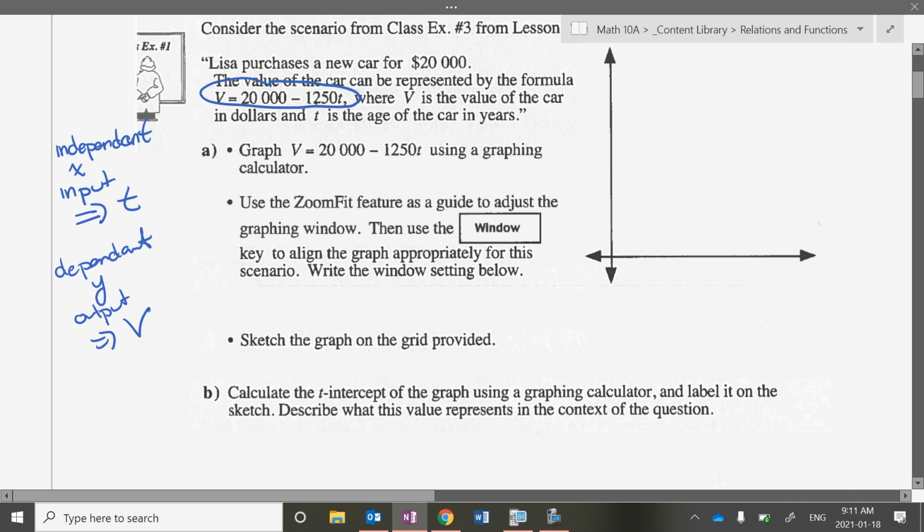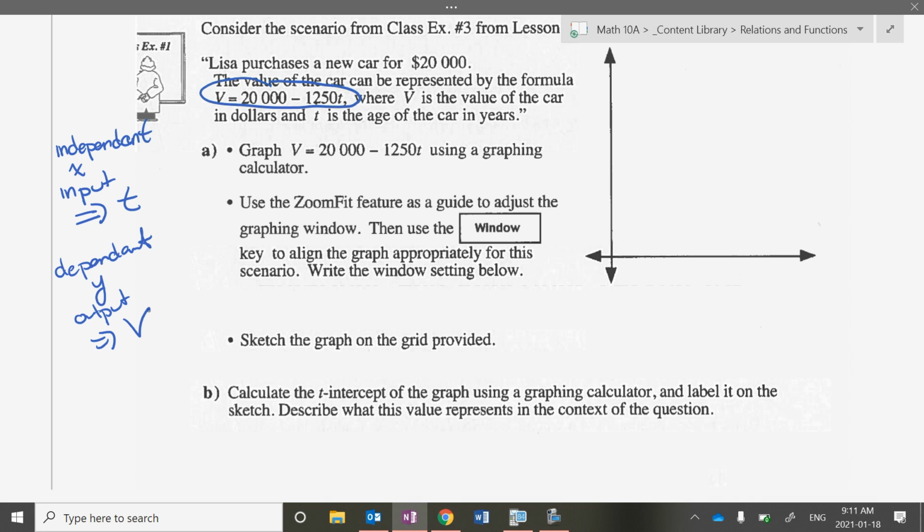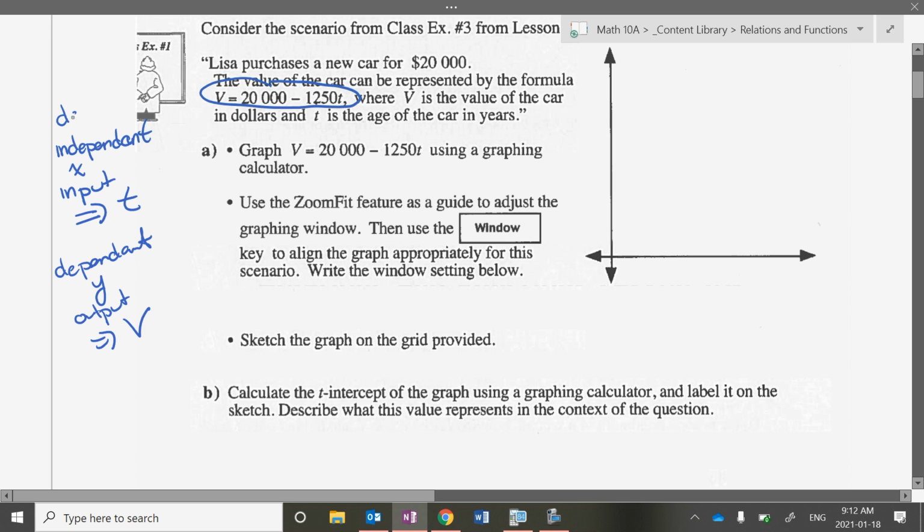V. Which one is my domain? T is our domain, good. And that means V is also our range. A lot of terminology that's really easy to forget.